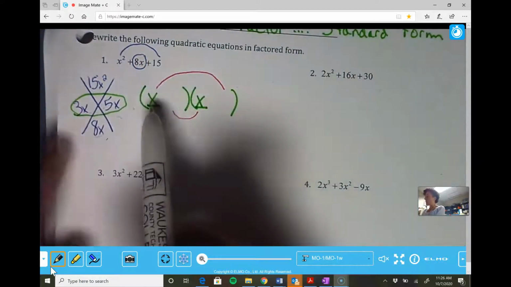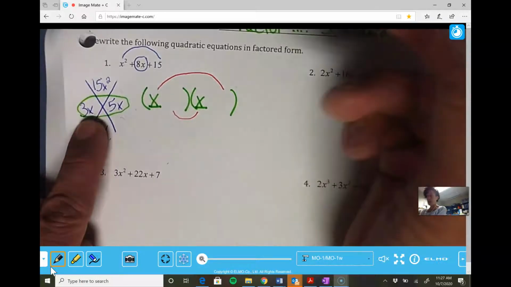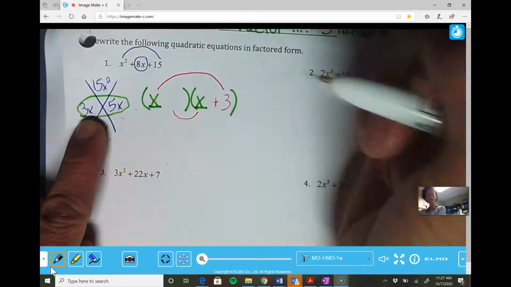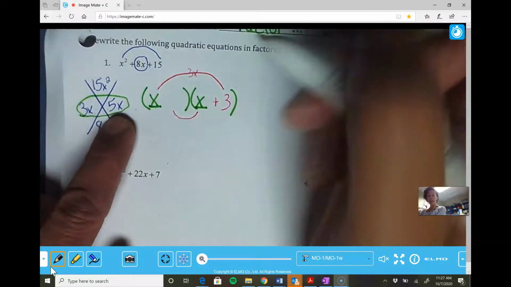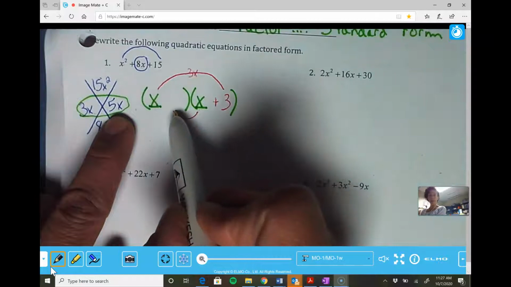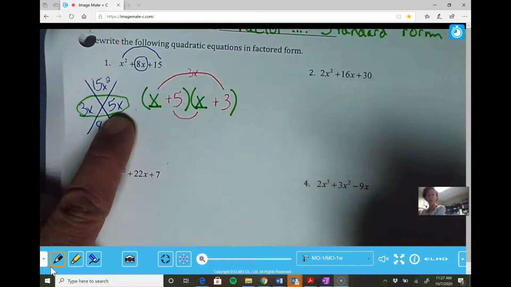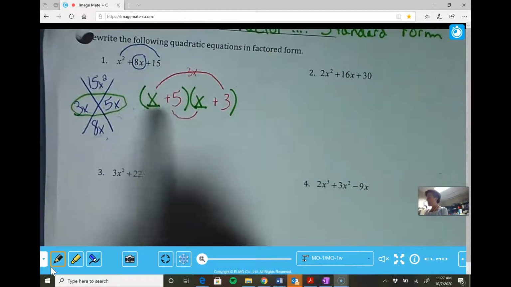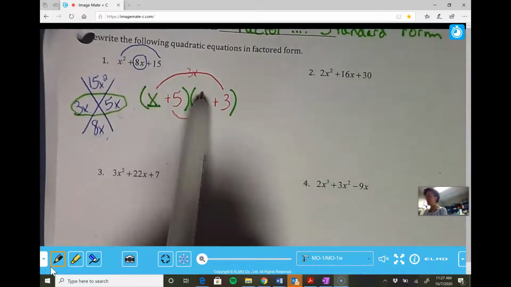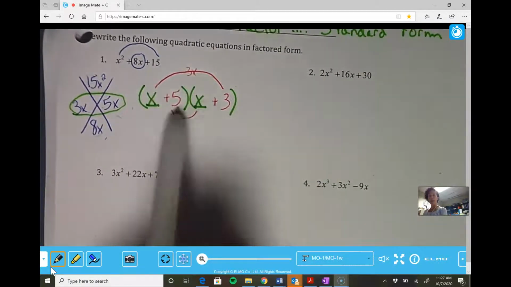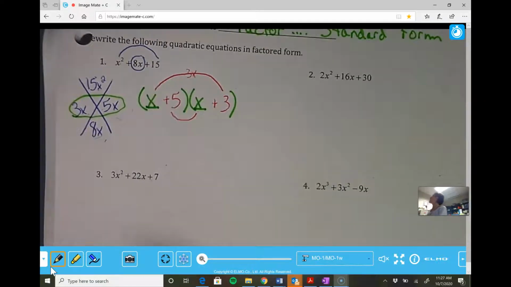And I'm going to ask myself, can I take x times something to get to 3x? And I can, and that's 3. So I'm going to put plus 3 because it's a positive 3. So that takes care of my 3x. And then I'm going to ask myself, x times what could give me 5x? And that would be a 5, so I'm going to put plus 5 because it's a positive 5. And now I've factored. When this neighbor meets this neighbor, you will get back to this. You get x squared, you get 3x and 5x, which make the 8x when you combine them, and then you get 15. So let's go to the second one.